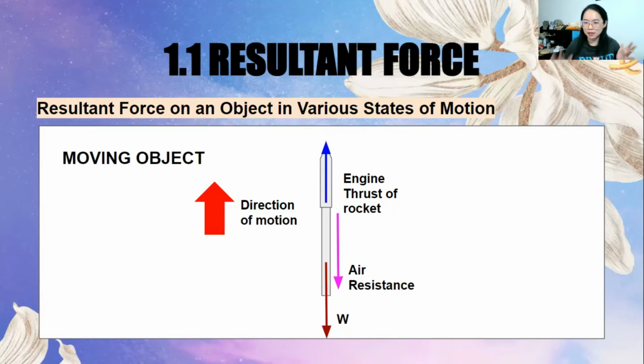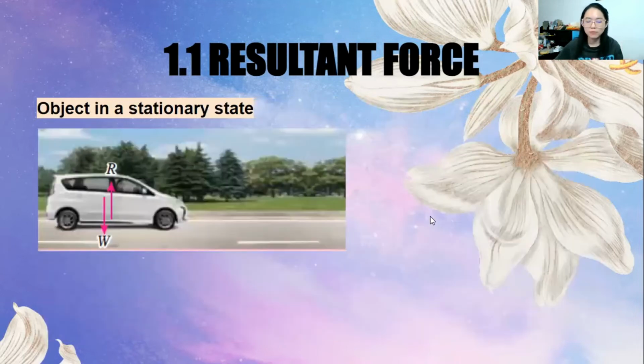Okay, up until here, I hope that you understand this. Now we have to go deeper. After you understand the free object diagram, you have to understand what happens to the resultant force when the object is in a stationary state. Let's go one by one and analyze it one by one.